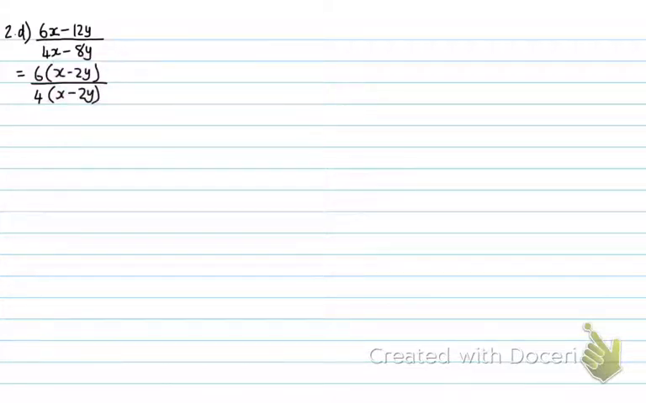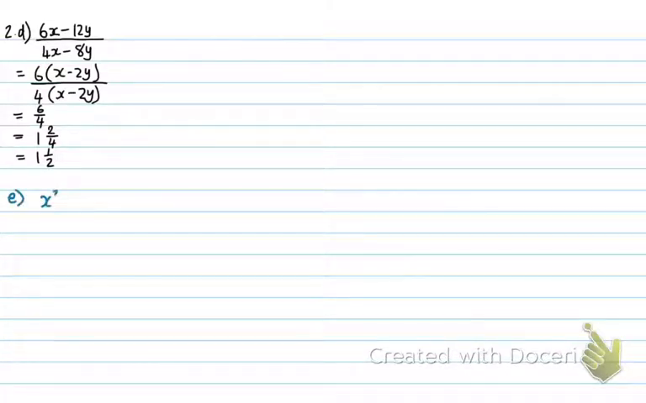Number 2d. 6x minus 12y over 4x minus 8y. At the top I'm taking out a 6, so I'm left with x minus 2y. At the bottom I'm taking out a 4, I'm left with x minus 2y. The whole bracket can cancel out with the bracket at the bottom, and I'm left with 6 over 4, which is the same as 1 and 2 over 4, and that's 1.5 when I simplify.